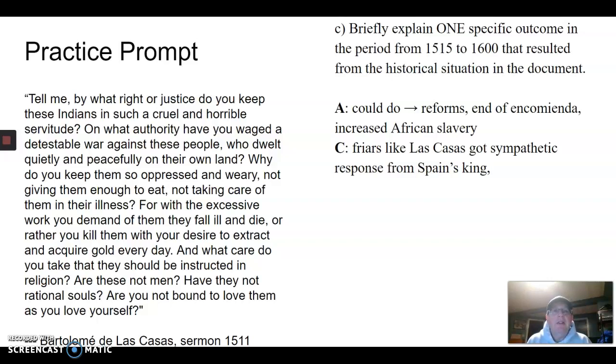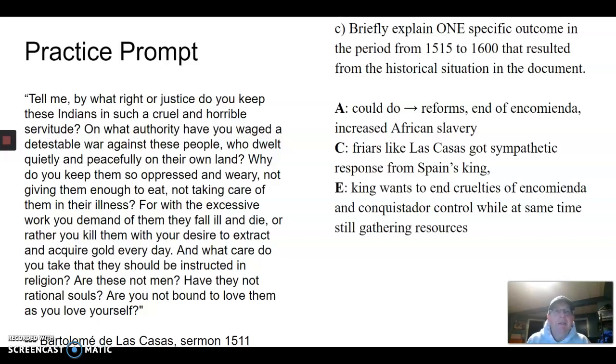Friars like Las Casas got a sympathetic response when they wrote back. They advocated for the use of African slavery. You could certainly bring that in. This is like an ironic point here. You could bring up that encomienda does die down, does end. Of course, the king still wants the gold. They don't give up wanting gold and silver just by ending encomienda in this particular practice. So that's maybe where you can bring in African slavery.